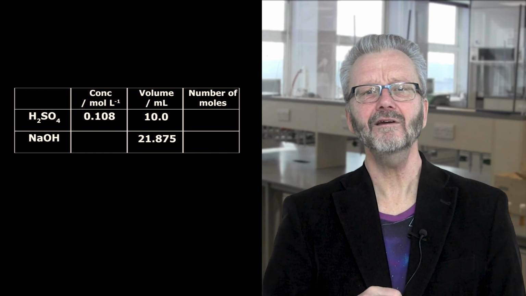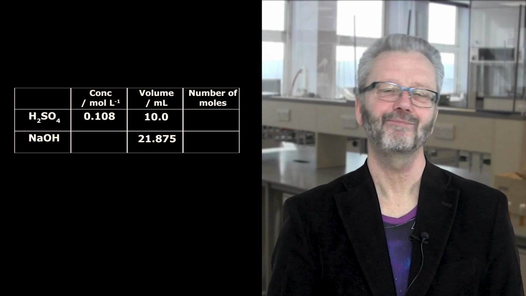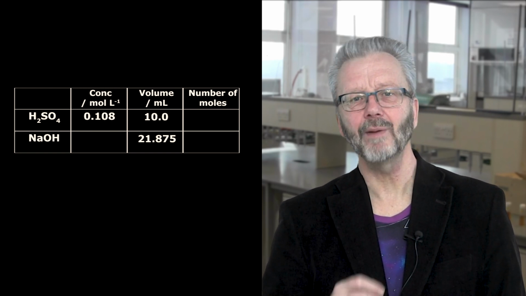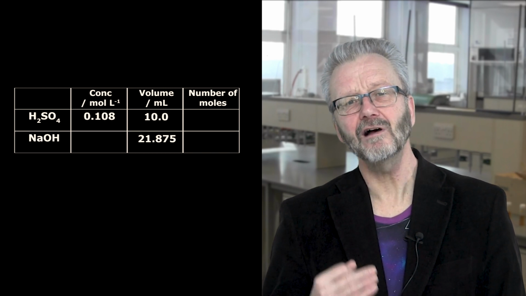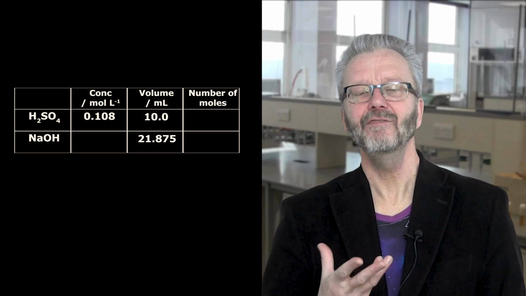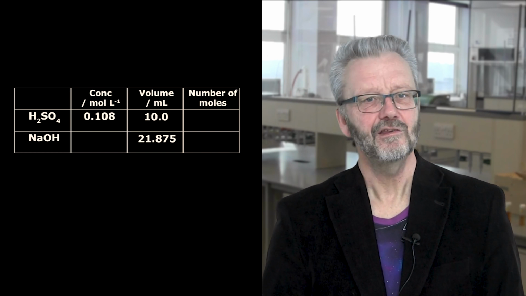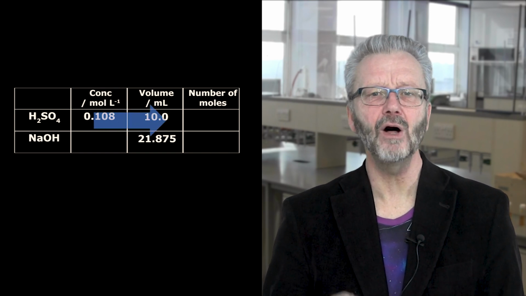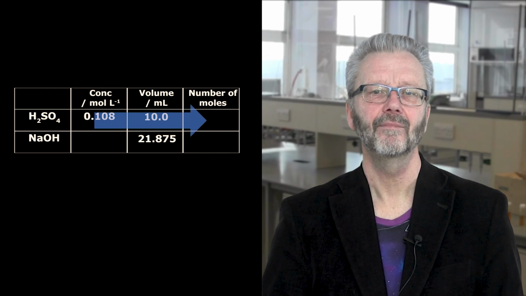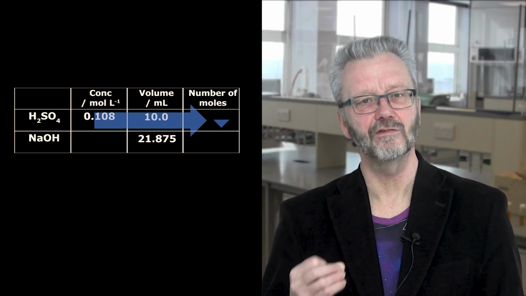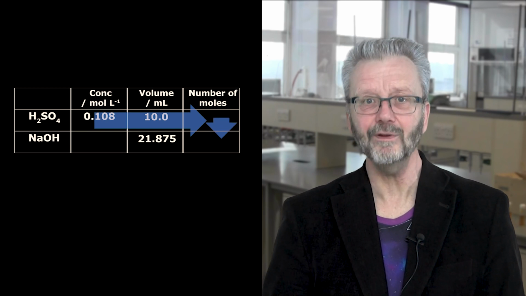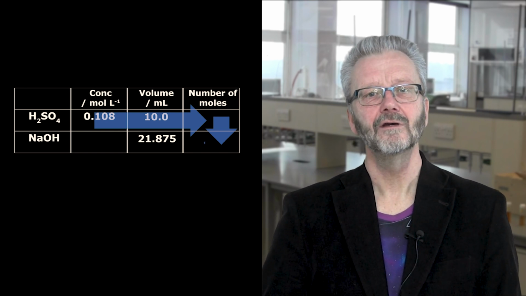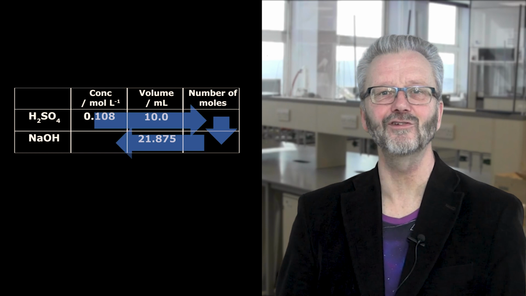At this point, we can construct a table of information like this. Here we can see that we have more information about one of the reagents. So we'll start our calculations with this reagent, in this case the sulfuric acid. Since we have both the volume and the concentration of acid, we can calculate the number of moles used in the experiment. From this, we can infer the number of moles of sodium hydroxide by using the stoichiometry of the reaction. Once we have the number of moles of hydroxide used, since we have the volume, we can calculate the concentration.